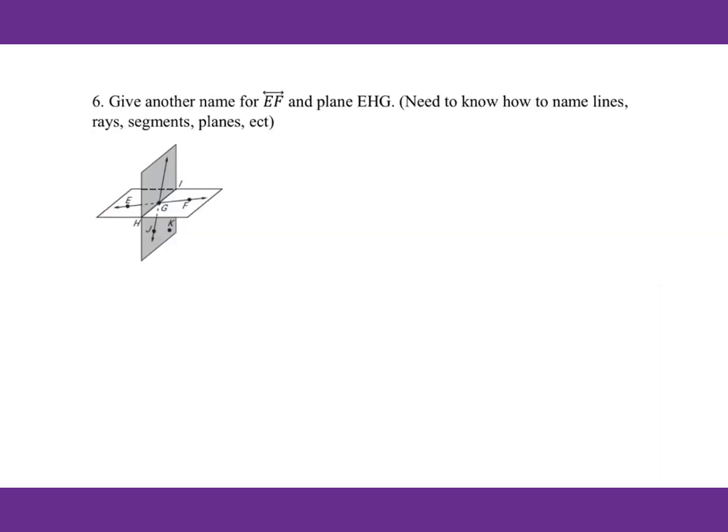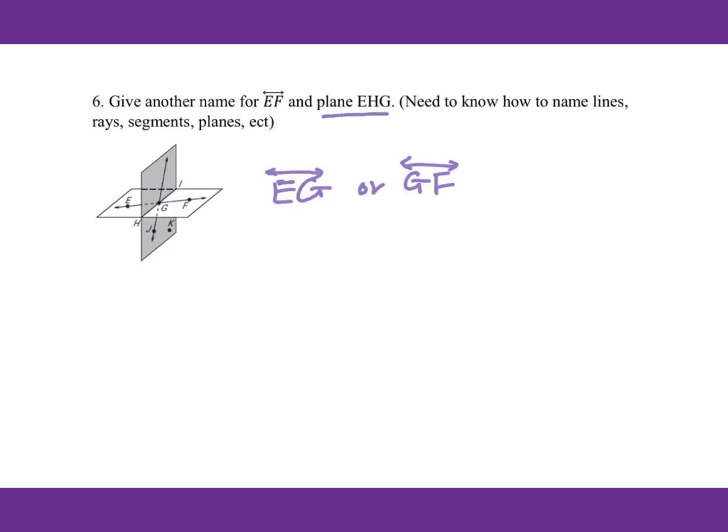For number 6, give another name for EF. EF is a line. Therefore, I can say EG. Or you could say GF.